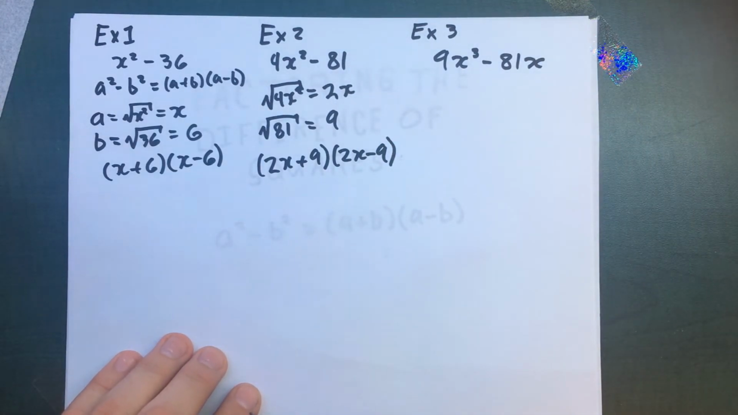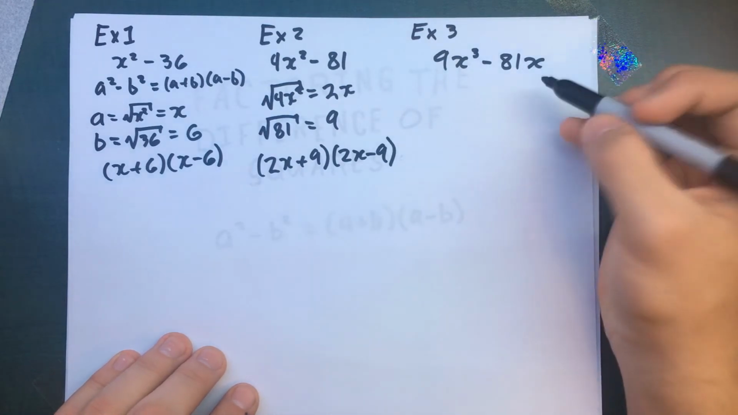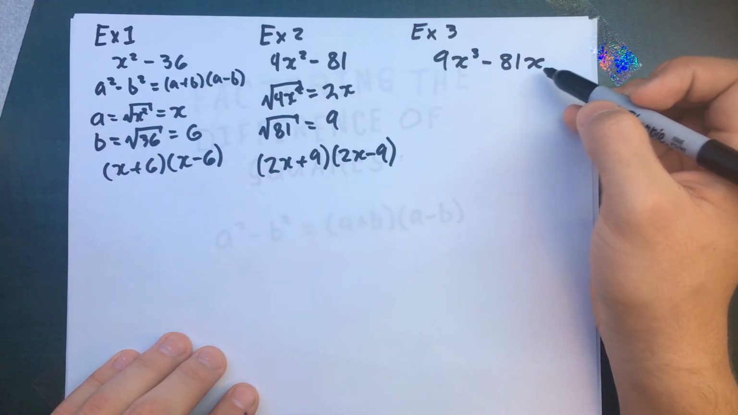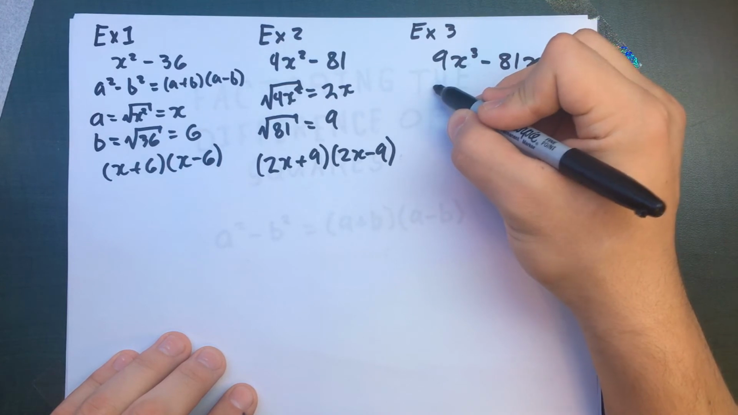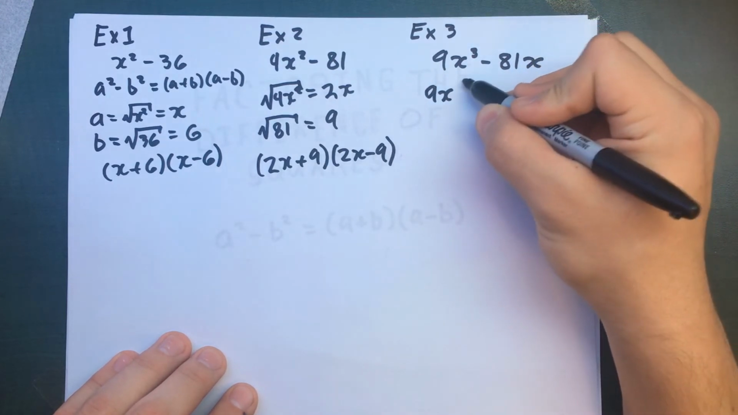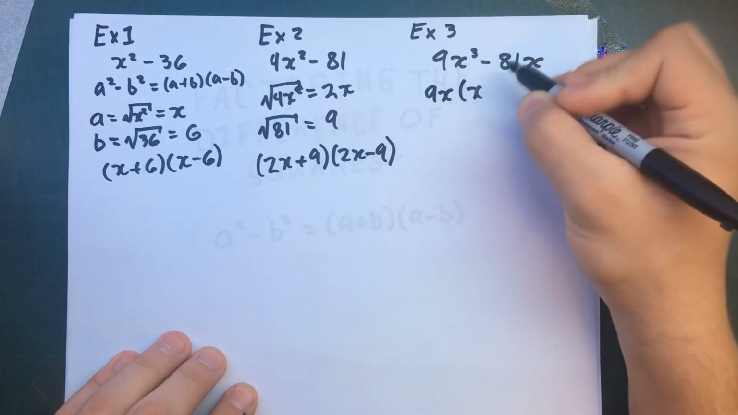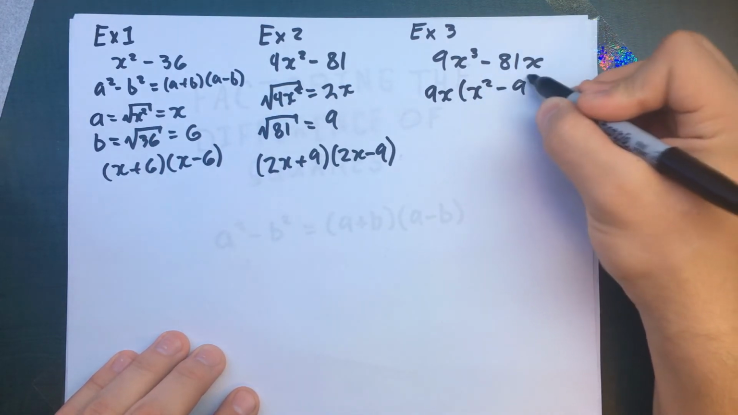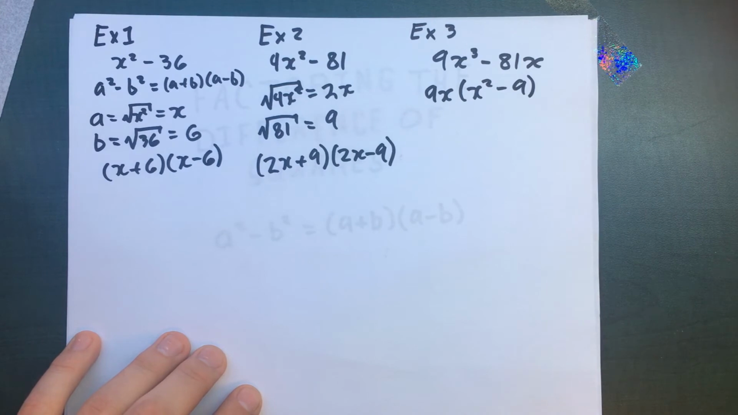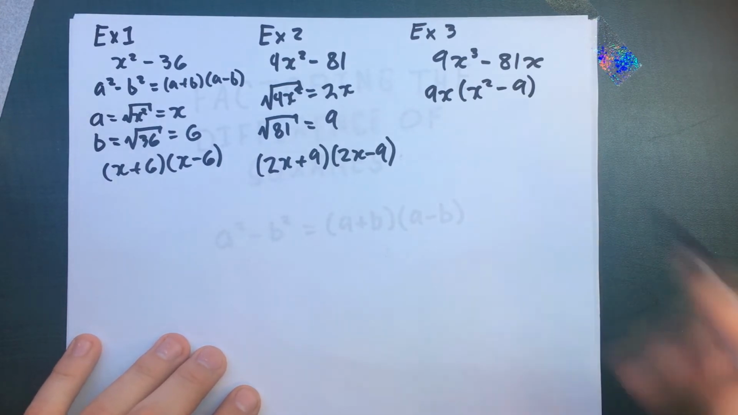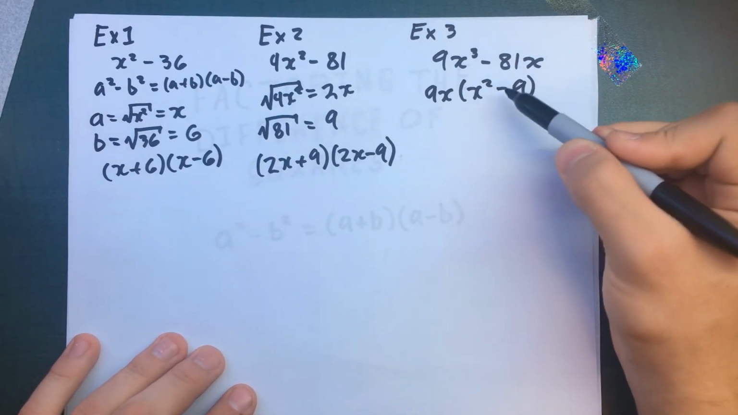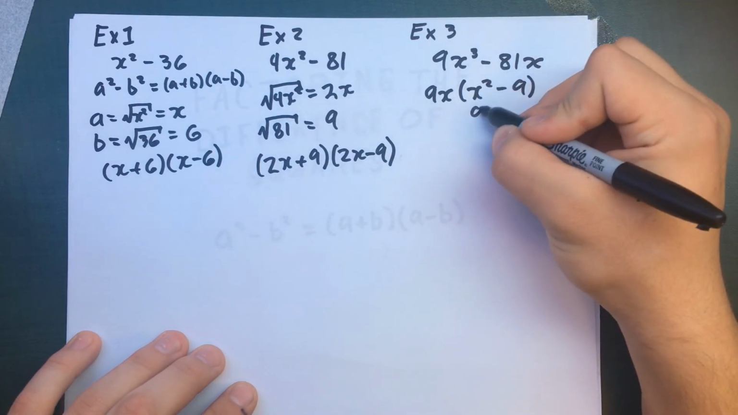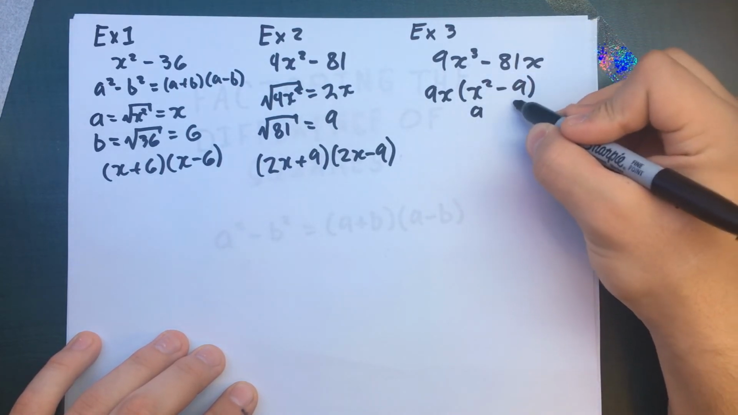Moving on to example 3, we have a bit more of a difficult example. In this case, we have a common factor, which is 9x. So if we factor out 9x first, we can see that we get 9x times x squared subtract 9. Now having a look at it again, there's a very apparent difference of squares factoring going on in the second part of the equation. We can say that x squared is a and 9 is b.